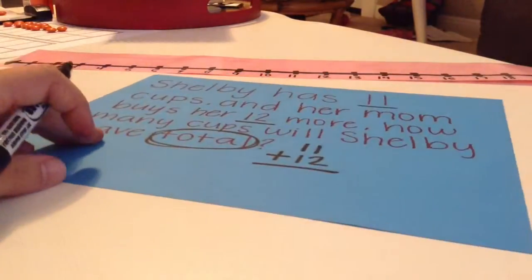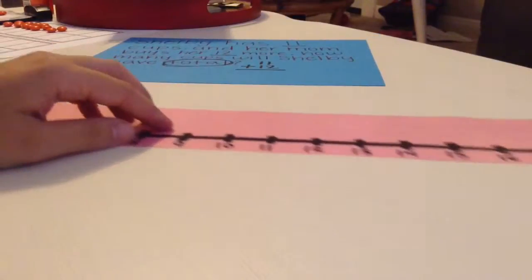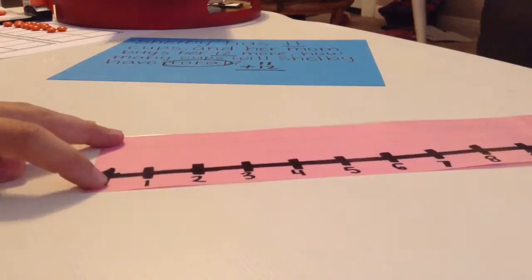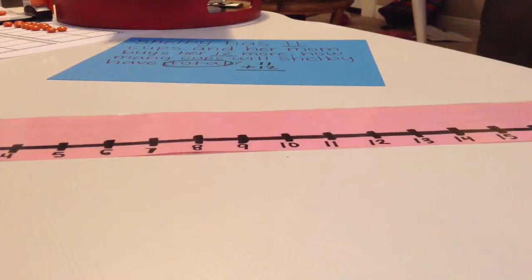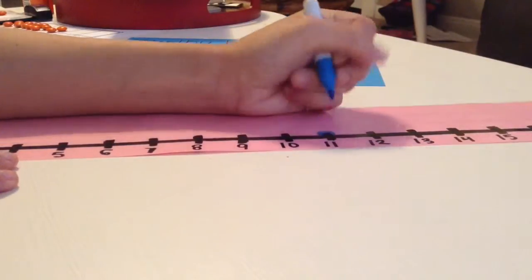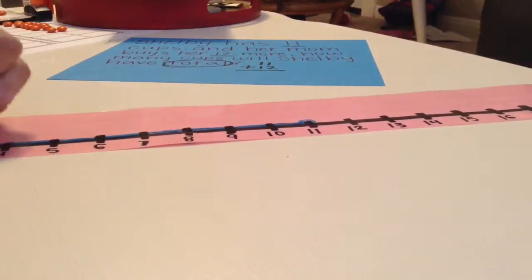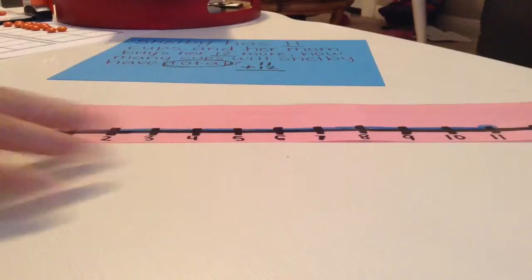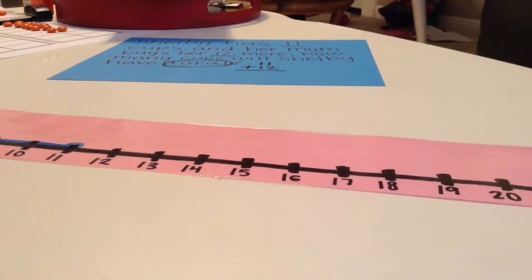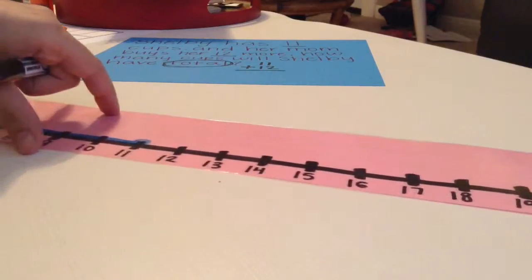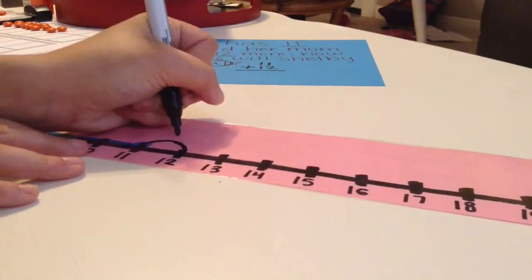So, a way that we can find this is by using a line graph. So, I'm actually going to pull this aside real quick. Here, I'll put it right there. And so, if Shelby has 11 cups, so here's 1, and we're going to find 11. So, if she has 11 cups, let's make a dot right there. And so this is all 11 cups that Shelby has right now. Okay, so there's all 11 cups that she has.